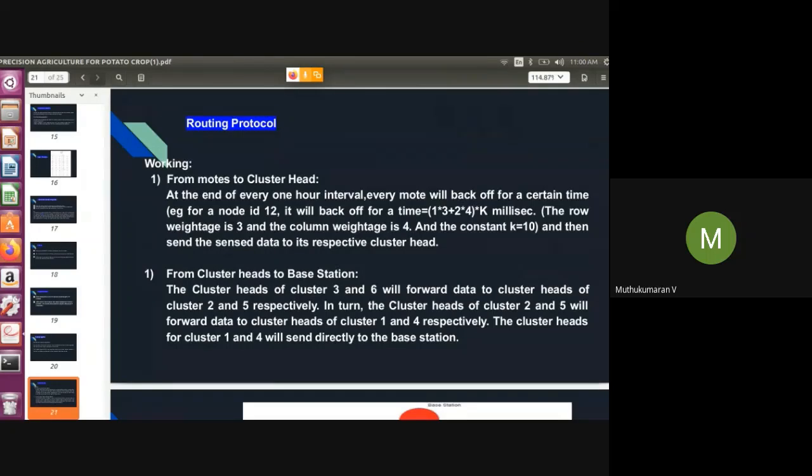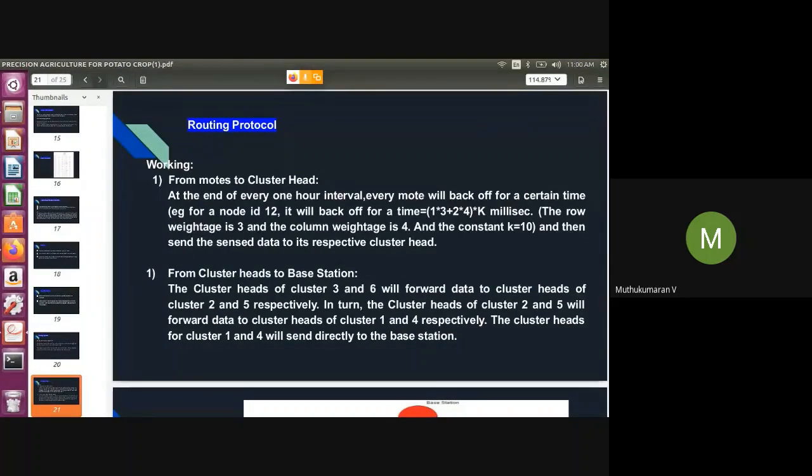So how is the data transferred from nodes in a cluster to the cluster head? At the end of every 1 hour, in any of the 10 seconds where all the nodes are on, we will be programming each node to back off based on its ID. For example, node ID 12 will back off for a time. Each row and column will have some weightage, and with a constant k multiplied, it will give the back off time.